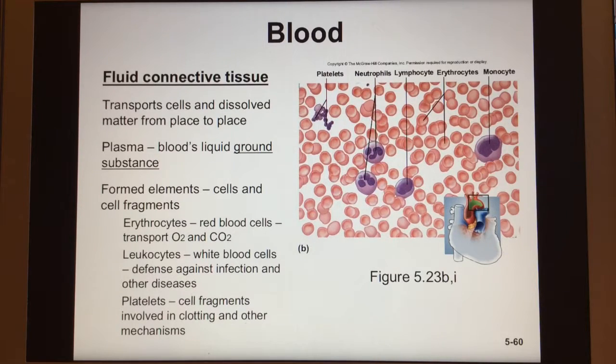So the two types of cells that you know already are red blood cells and white blood cells. And then platelets are technically cell fragments, and they are involved in clotting. And you can see the platelets on the picture. When you look at the blood, you may or may not see the platelets. They're very tiny. They should be stained purple as well, but they are much, much smaller than the white blood cells that are stained purple.